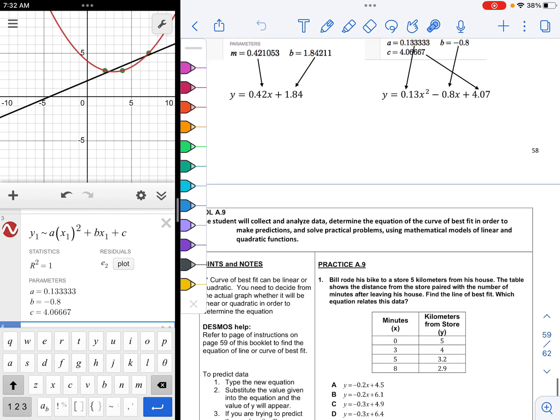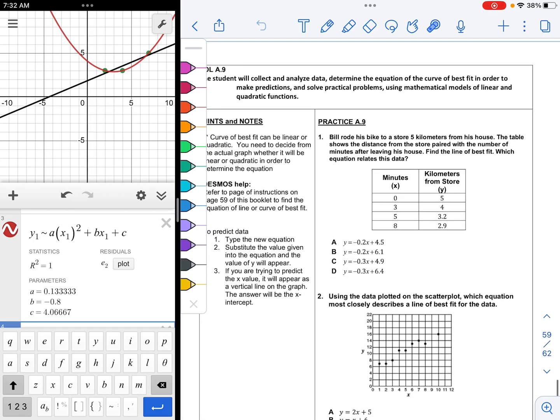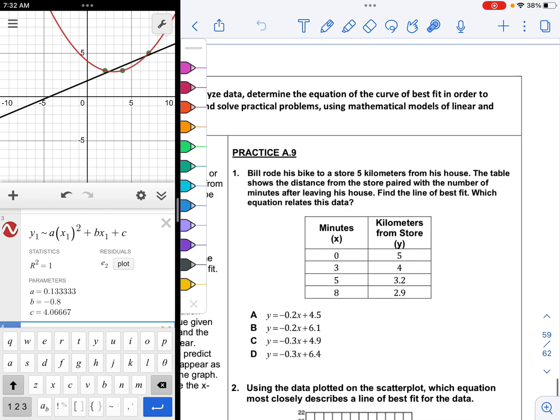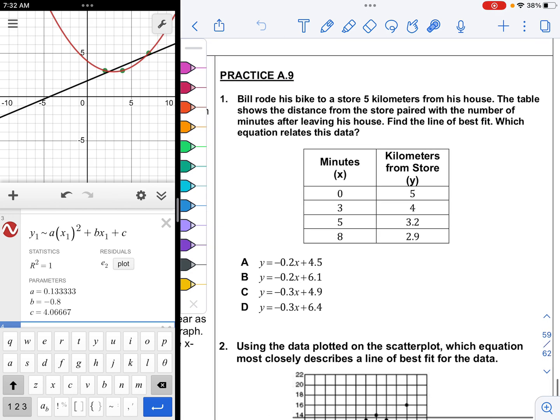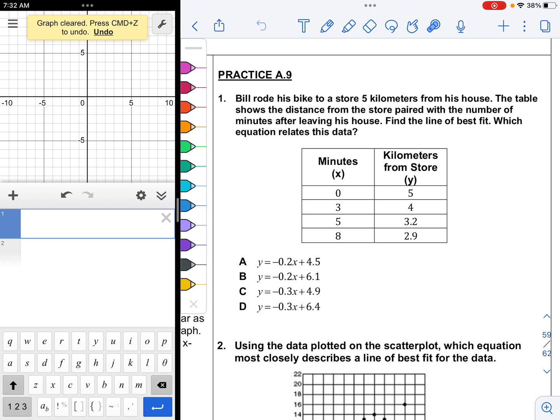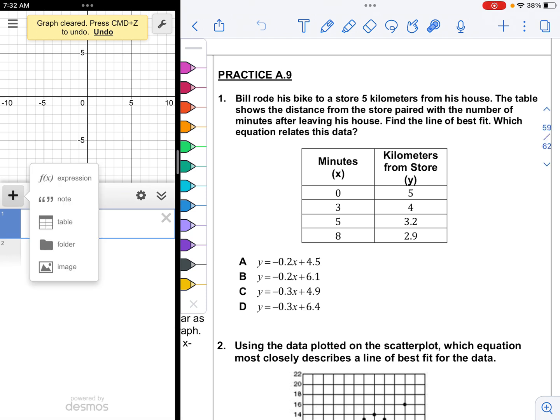Now let's see how we're going to use this in the questions, okay? This page is your hints and notes. It just didn't fit over here on the side. That's why it's off to the side. We've got a new question here, so I'm going to go to settings. I'm going to delete all, and I'm going to clear my calculator and reset us.